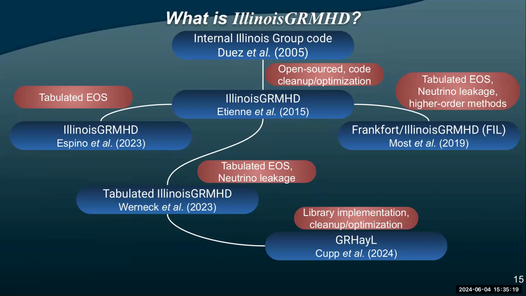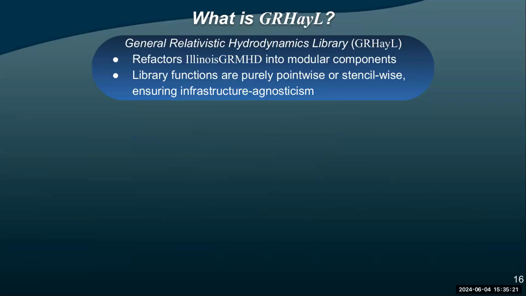And that's GRHayL. So this is the general relativistic hydrodynamics library. And so we've refactored IllinoisGRMHD into modular components. And all of the functions inside the library are either pointwise or explicit stencil-wise, meaning that it doesn't have to reference grid functions or make any infrastructure-specific calls, which means we can use this library across multiple infrastructures, not just the Einstein Toolkit.